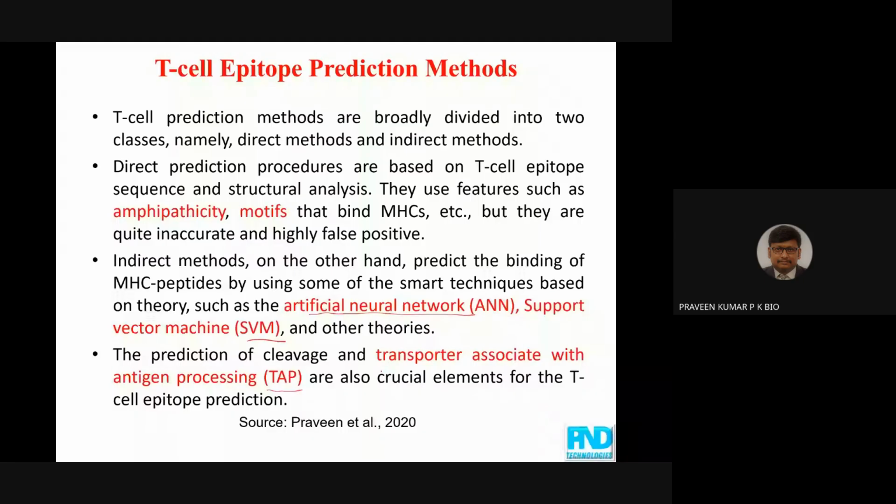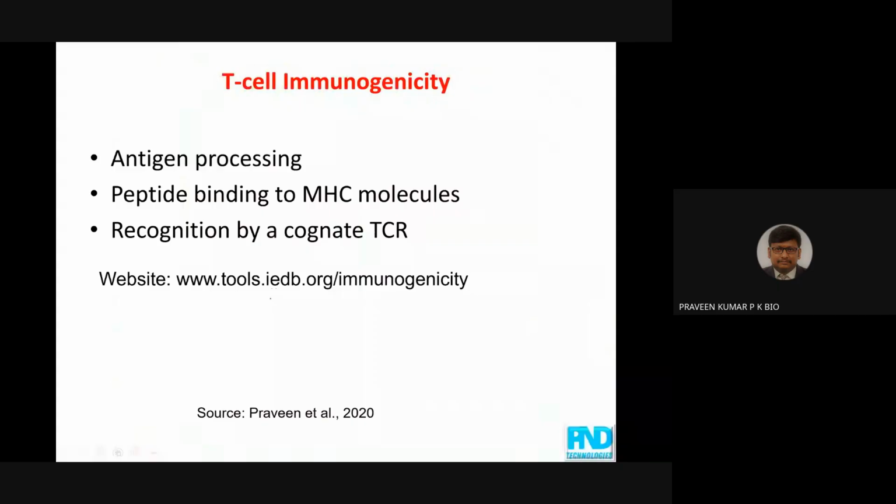TAP, I mean, transporter associated with antigen processing. You remember? After proteasomal degradation, which happens in the antigen presenting cell, the peptides are passed through this TAP, the transporter. Through this, we are able to measure the antigen processing happening in the antigen presenting cell, APC. So we have a separate link for that.